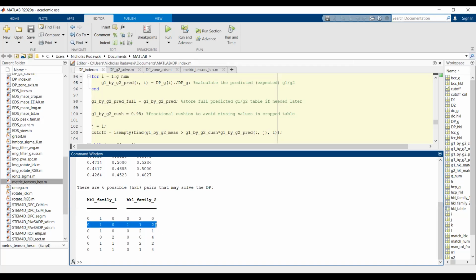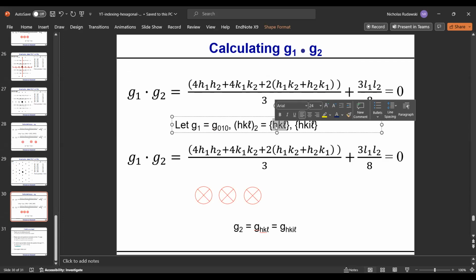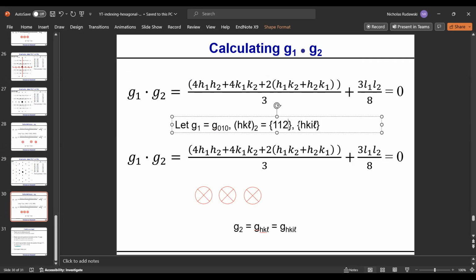So we're going to start with 0, 1, 0 for G1 and 1, 1, 2 for G2. So we'll call this 0, 1, 0 for G1. Sorry, and that's 1, 1, 2, which is the same as the 1, 1, 2 bar 2 family. All right, so now we're assuming that G1 is that.